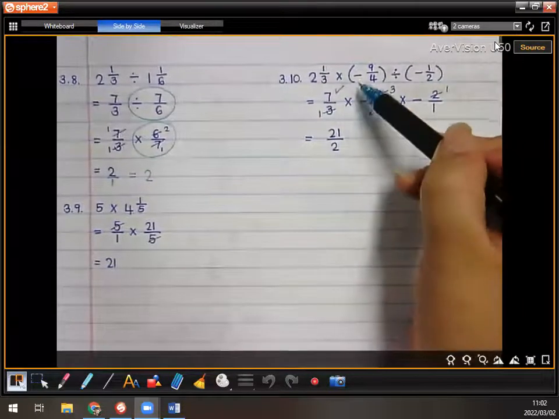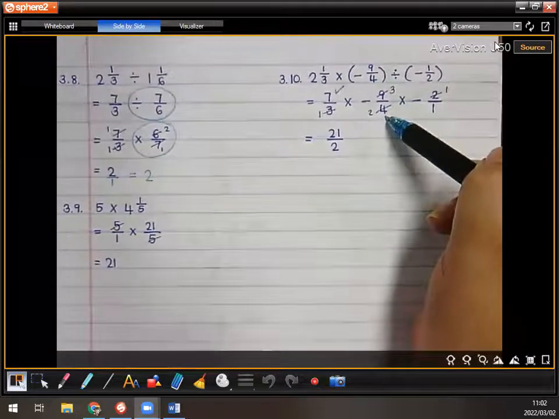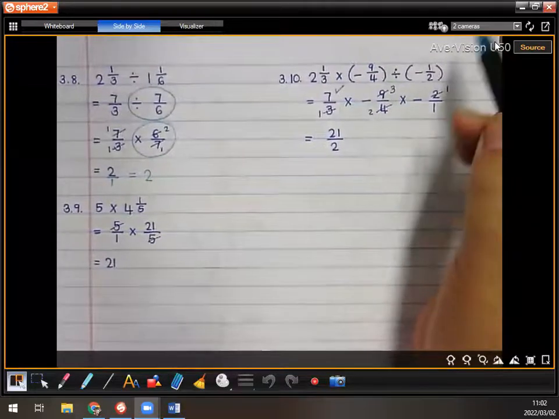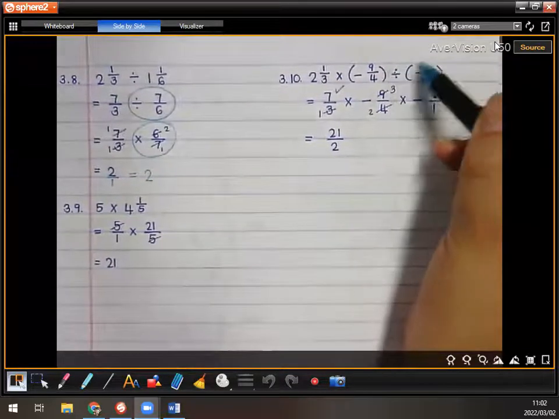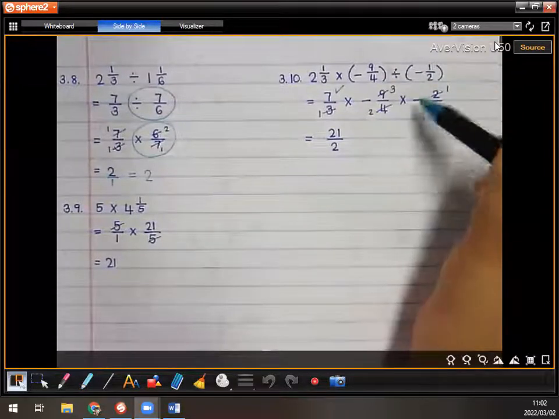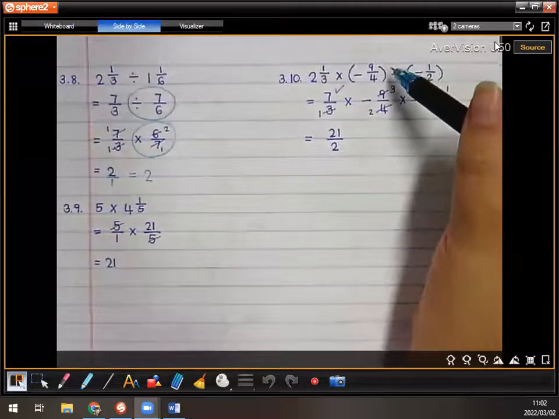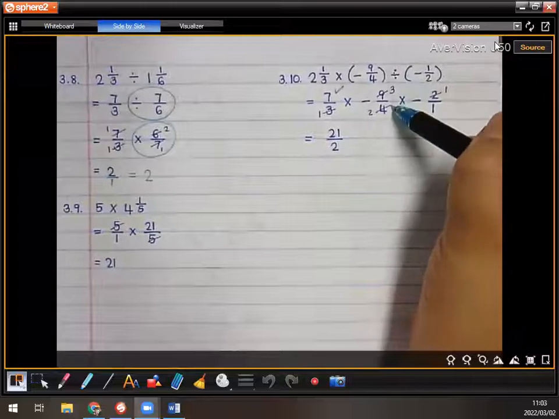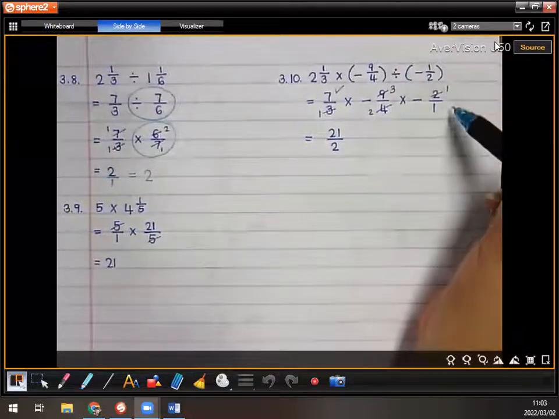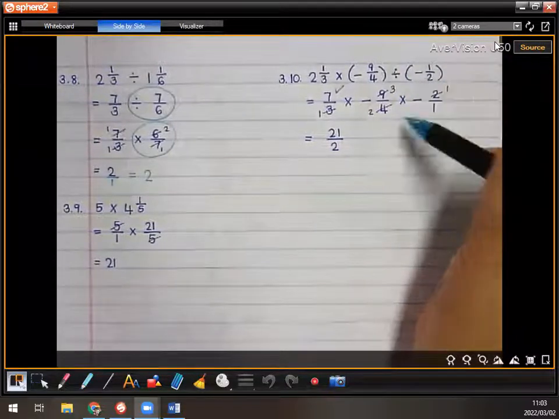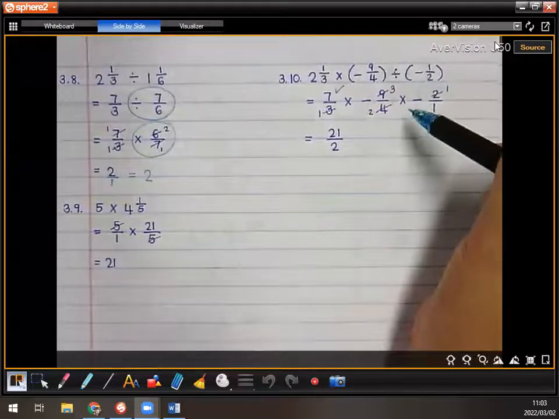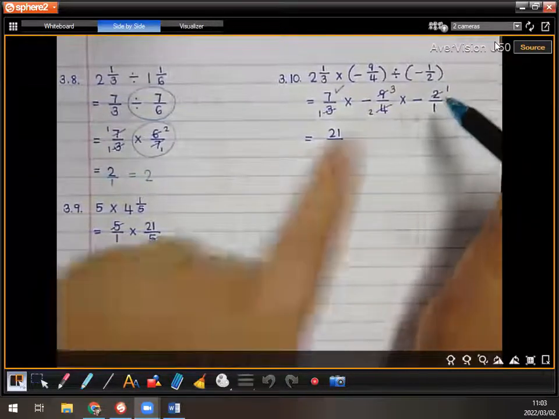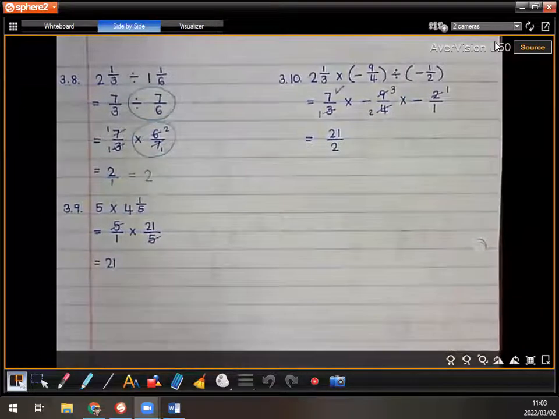Then I'm multiplying by negative 9 over 4, which I just rewrote. And now this dividing by negative a half, you need to flip and times that. So the dividing you're going to change into multiplying, and 1 over 2 you're going to change to 2 over 1. But guys, we did an example on Monday where you did have a negative, but when you flip and times, you don't take that negative away. Okay, the minus will still stay.